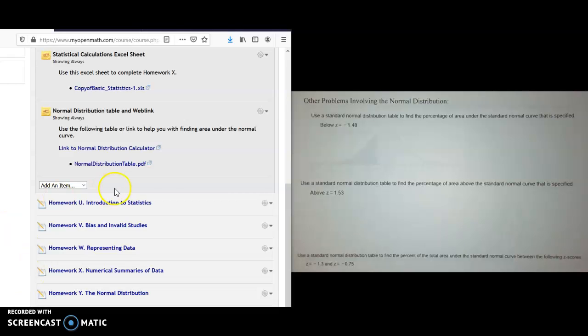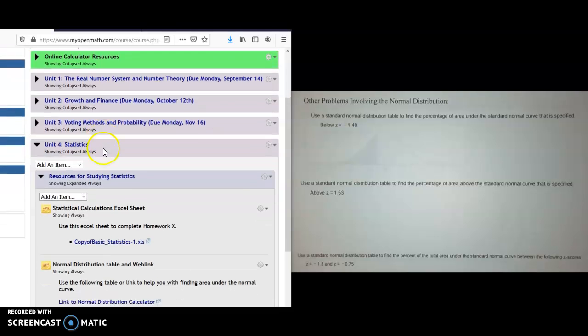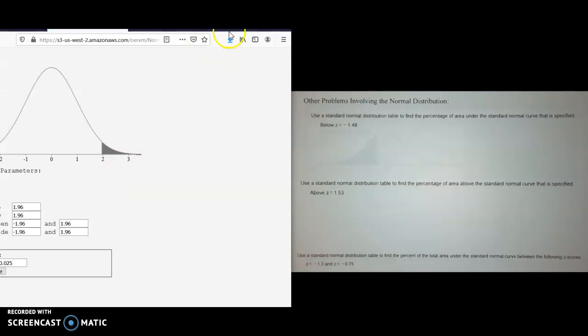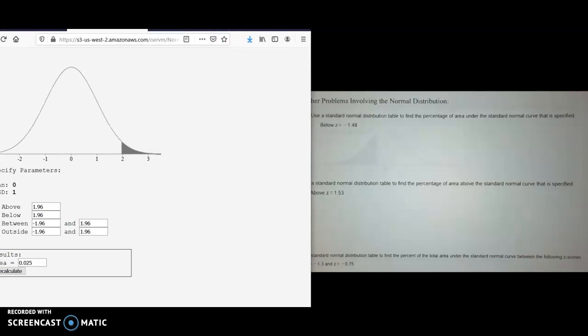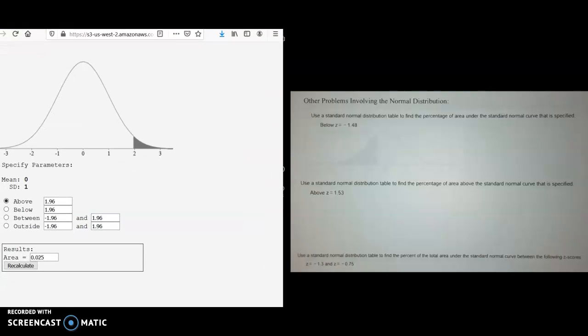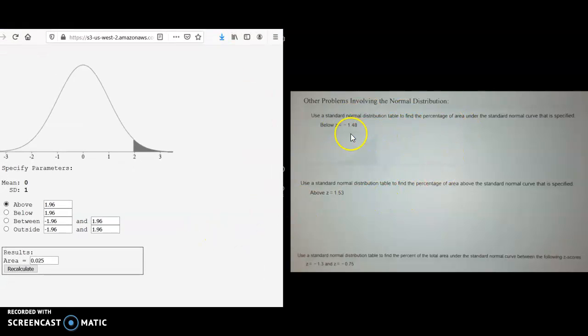The thing that we're going to use is, if you go to our class in My Open Math and you click on Statistics, Resources for Studying Statistics, that second link there is a normal distribution calculator for you. So we're going to use this normal distribution calculator to answer these questions, and it becomes very easy. Notice how here I said I want to find the area under the standard normal curve that is below negative 1.48.